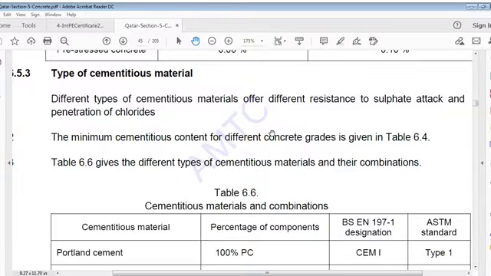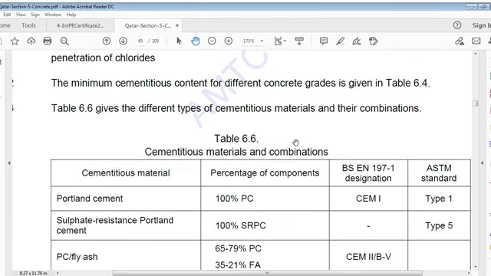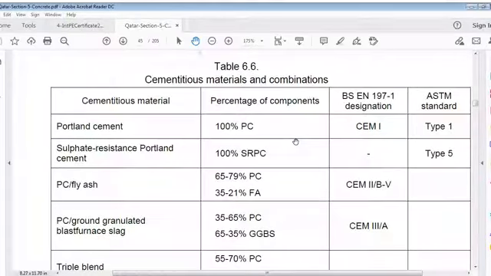Minimum cementitious content for different concrete grades is already given in Table 6.4. Now Table 6.6 gives different types of cementitious materials and their combinations: cementitious material and percentage of components, then BS EN 197-1 designation, and ASTM standard. Portland cement is 100% PC, that is CEM I, ASTM Type 1, because it is 100% Portland cement. Sulfate resistant Portland cement is 100% SRPC and that's ASTM Type 5.